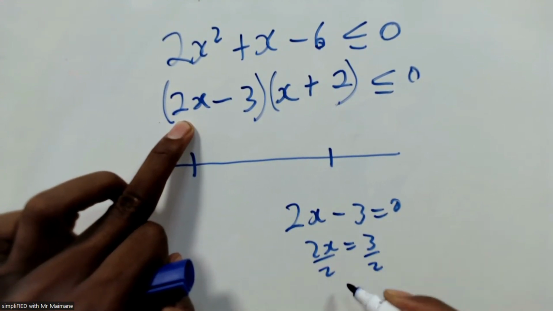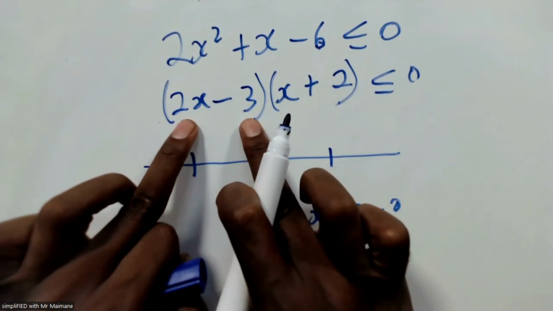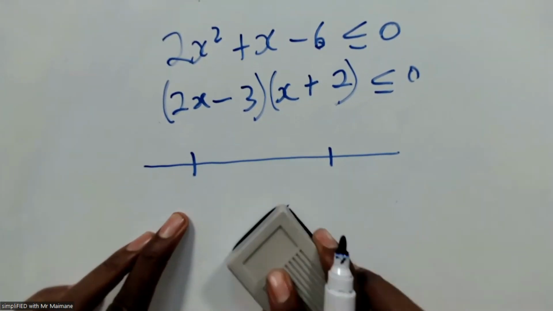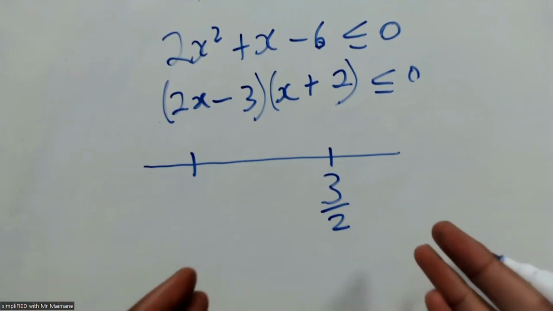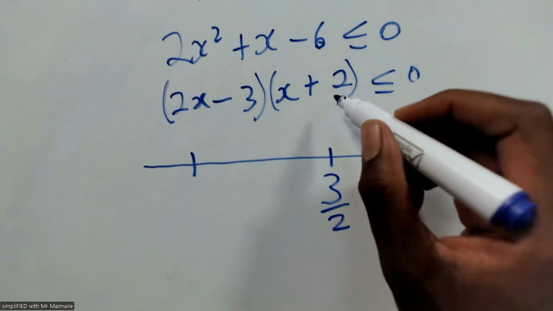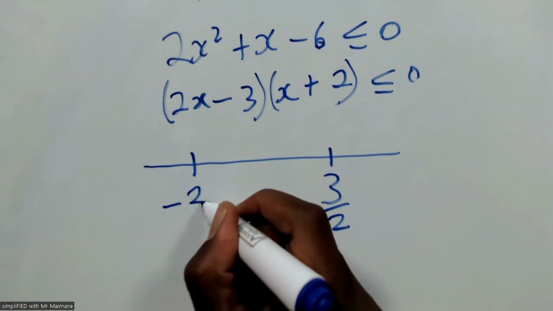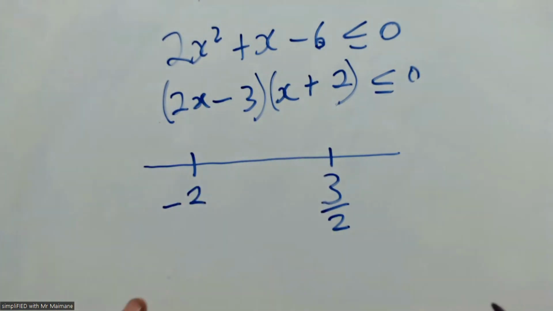Therefore, I divide by 2 there, divide by 2. This will cancel that. That's when I would get 3 over 2. So I'm going to put the positive 3 over 2 here. It's actually 1.5, but let me just put it as 3 over 2. And I would get minus 2 as well for this side.